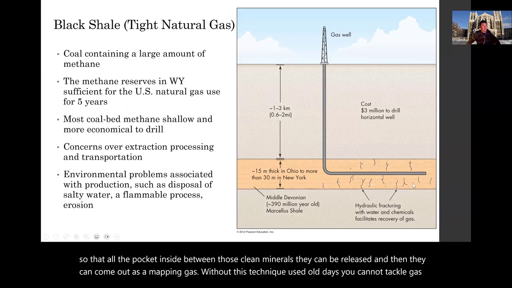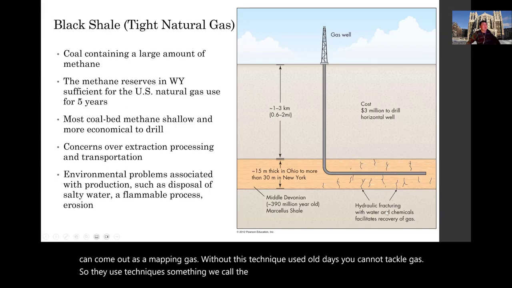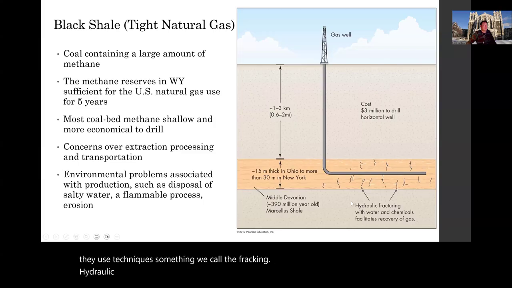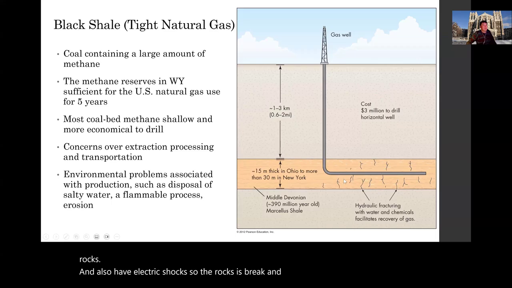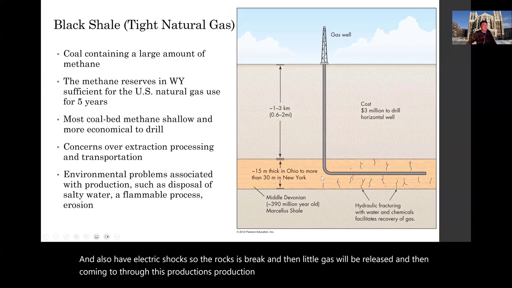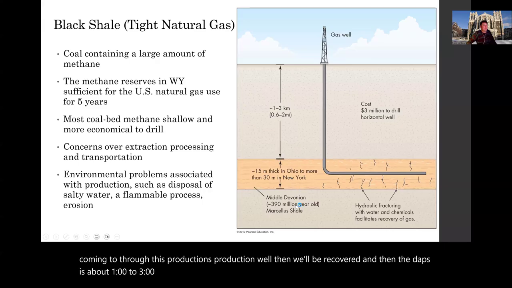They use a technique we call hydraulic fracking. Use water, chemicals. Basically the idea is to try to break these rocks, and also use electric shocks. So the rock is broken, and then the gas will be released, come through this production well, and be recovered. The depth is about 1 to 3 kilometers deep. And the famous ones are the Devonian Marcellus shales.